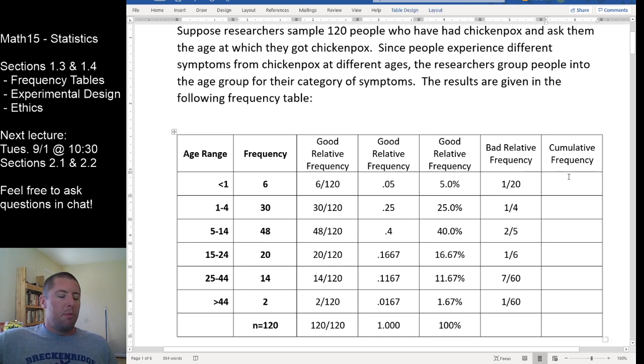Finally, we want to talk about cumulative frequency. These four columns that we just filled in are all doing the same job. They're just different representations of the same task. Three of them are equivalent and good, one of them is technically equivalent but bad. The cumulative frequency column, though, is different than all the rest.